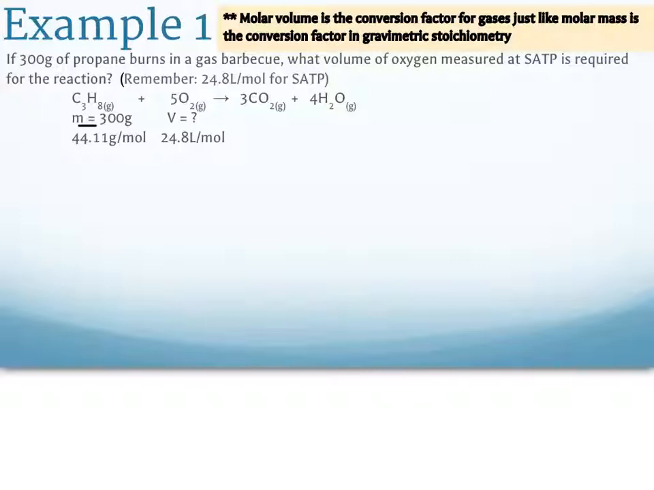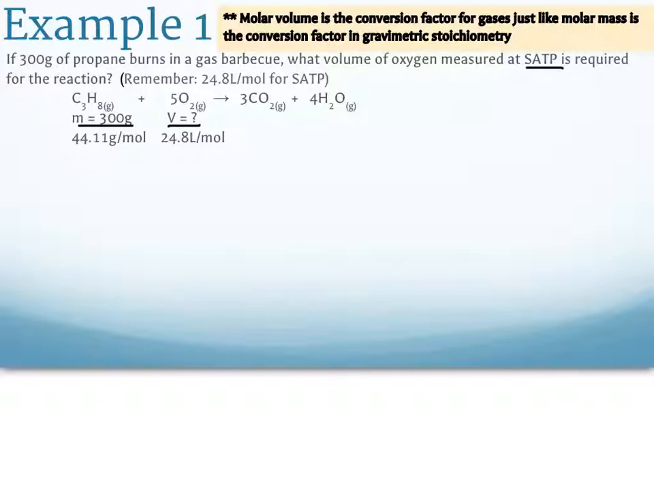What I know here is grams. In order to get grams to moles, I'm going to use molar mass, which I've written down as my conversion factor. Here, what I'm looking for is my volume of a gas, and because it's at SATP, I can use my molar volume, which is 24.8 liters per mole. My first step is I'm going to find my moles of my known.